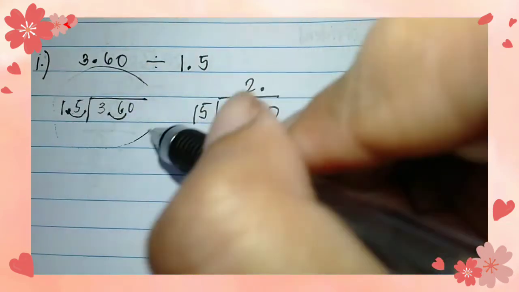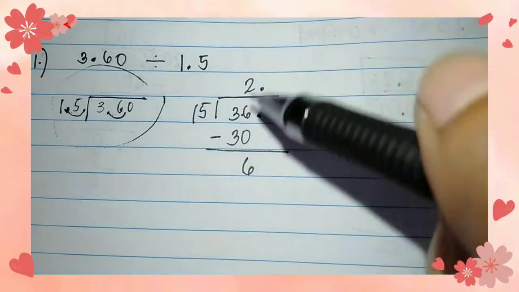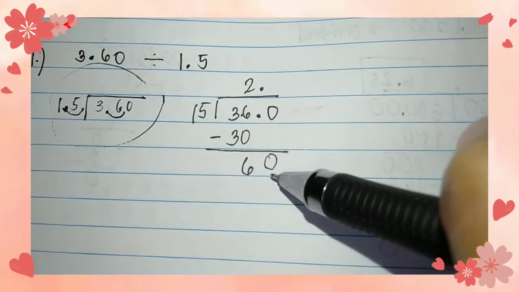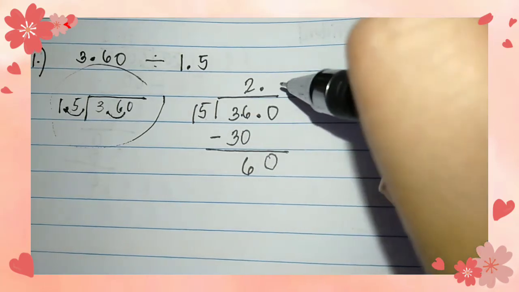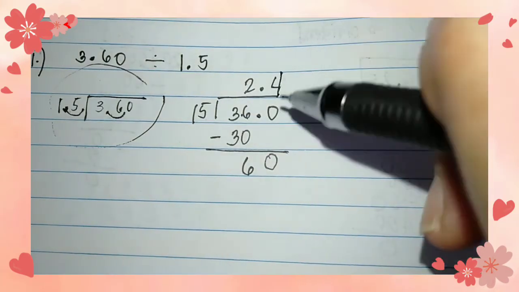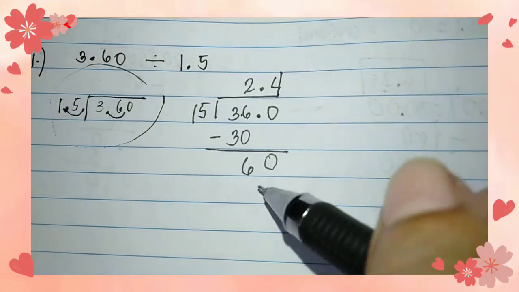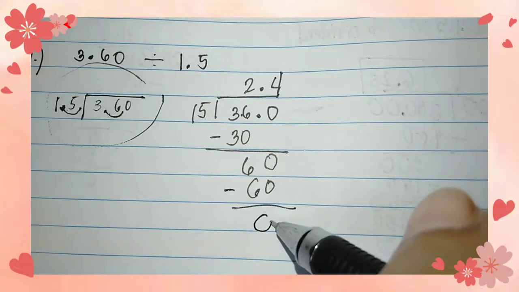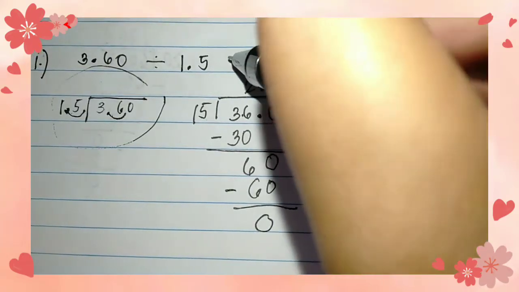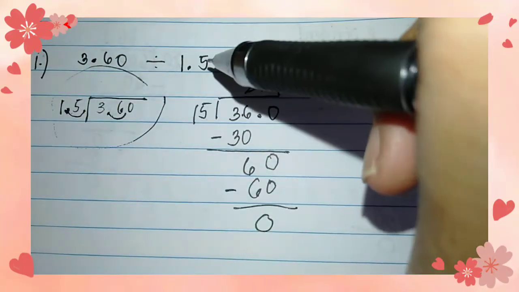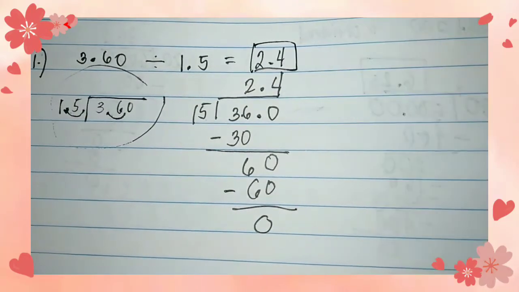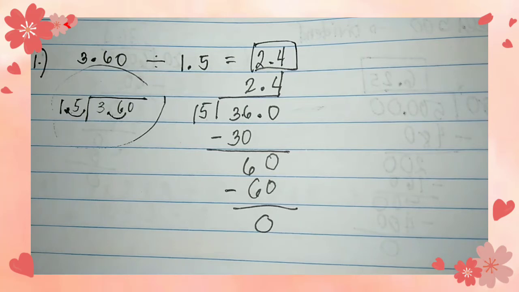Kapag nagawa nyo na yung process na to, okay? So, we have to bring down 0, and then it will become 60 divided by 15, so that is 4, right? And 4 times 15, of course, that is 60. Then, 60 minus 60 is equal to 0. Therefore, 3.60 divided by 1.5 is equal to 2.4. Okay? Ganun lang siya, kasimple.